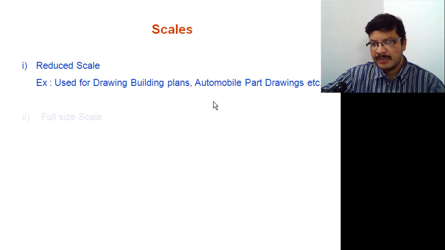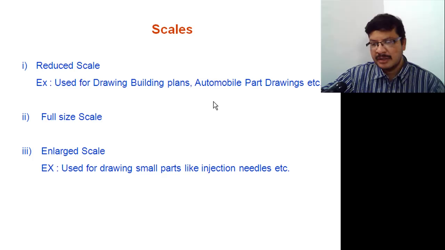The next one is full size scale. So full size scale is used when object size is equal to the size of the drawing sheet. In this case, no need to reduce or enlarge the dimensions of the object. The third one is enlarged scale. So this enlarged scale is used when the object size is smaller than the drawing sheet size.